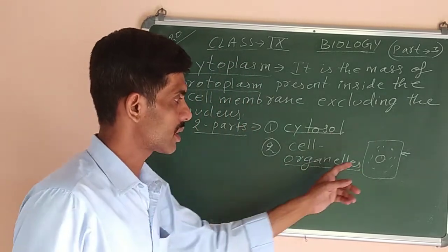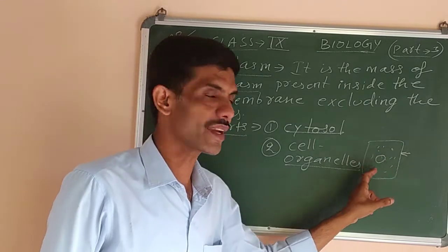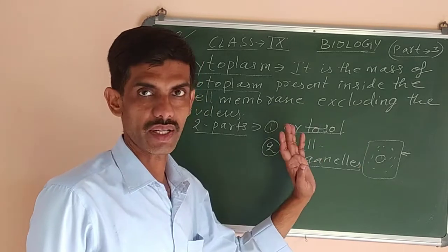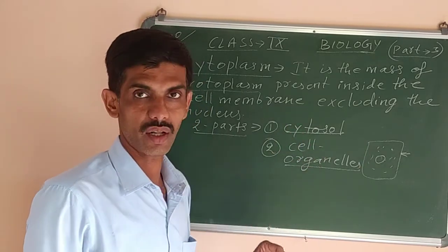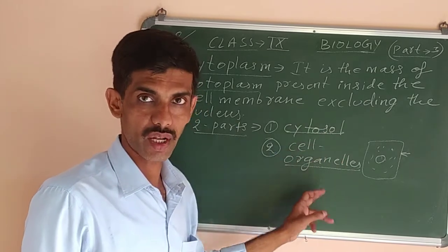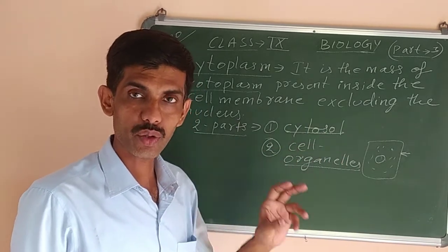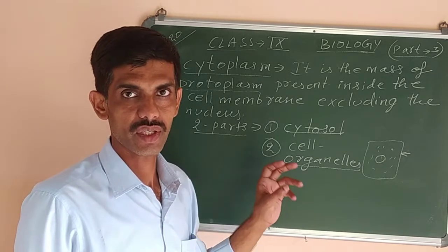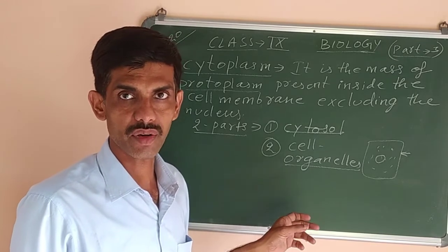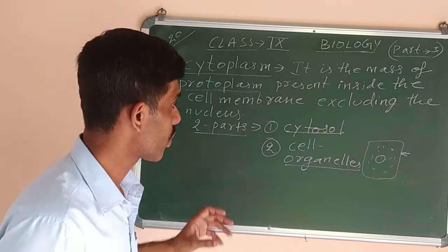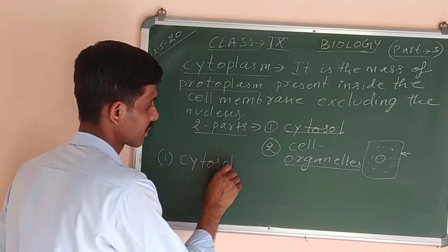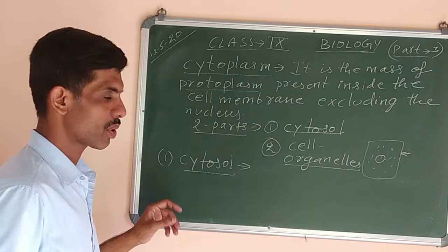Okay? Now see, within a cell or in the cytoplasm, there are two main parts. The liquid part of the cell is made up of two parts. What are they? Cytosol and cell organelles. Cytosol is the fluid part of the cytoplasm, and cell organelles are the microscopic structures of different forms, shapes and sizes, which carry out different types of functions within the cell. So one by one we will study about them. First one is cytosol.